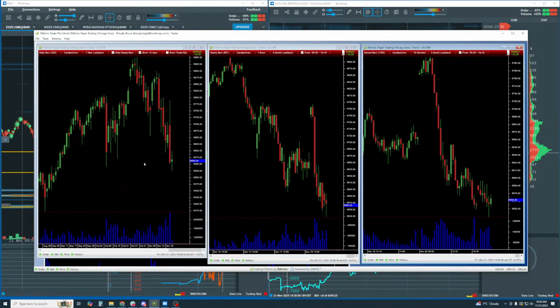Let's go back to the candlestick chart. You can kind of see it. I need to show a few more bars in here.